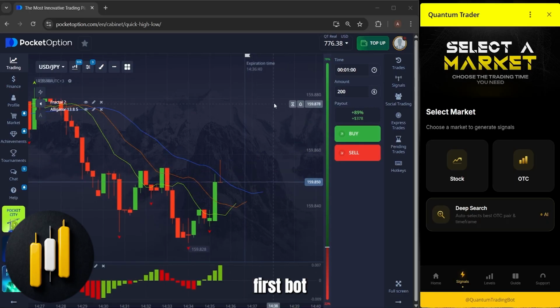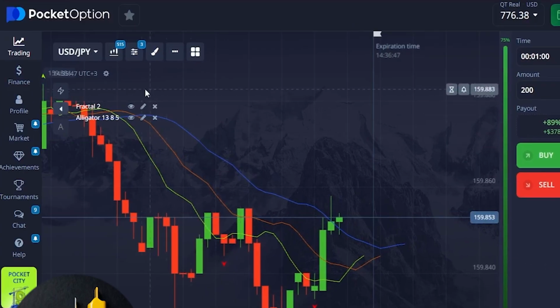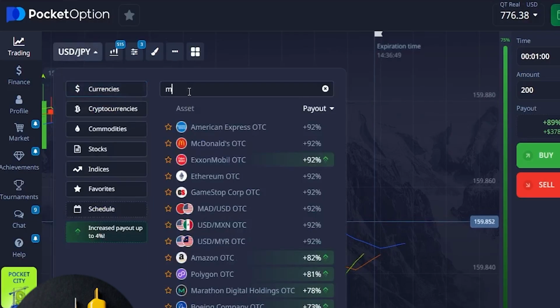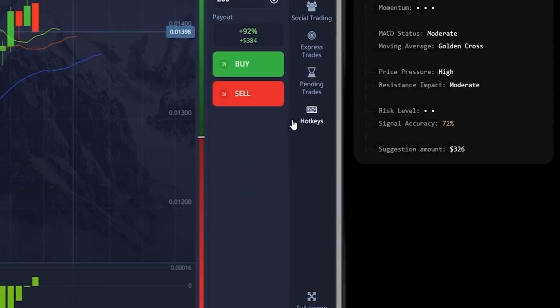Today we're trading on the first bot level. Let's see how well it performs. Alright, let's get started. To receive a signal, we first need to choose a currency pair. The currency pair is selected. Now we wait for the signal.